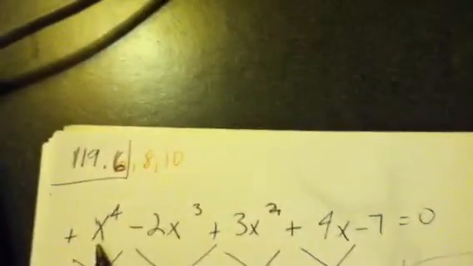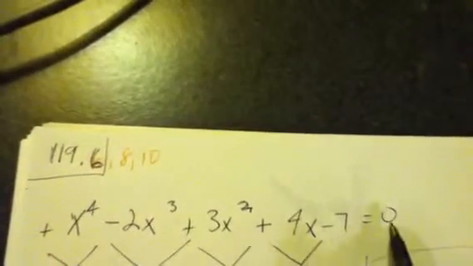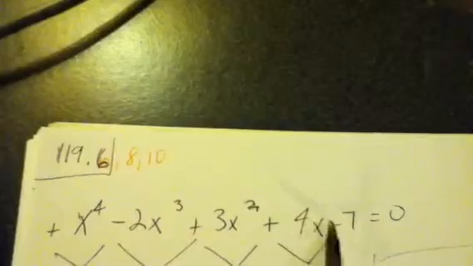I'm going to go ahead and just do a problem for you because I think it's a lot easier if I just explain it. I'm going to do 119 number 6. It gives me this polynomial: x to the fourth minus 2x cubed plus 3x squared plus 4x minus 7. And it wants to know how many roots.